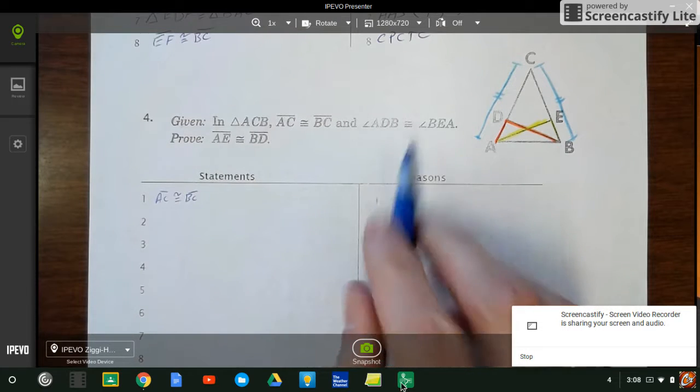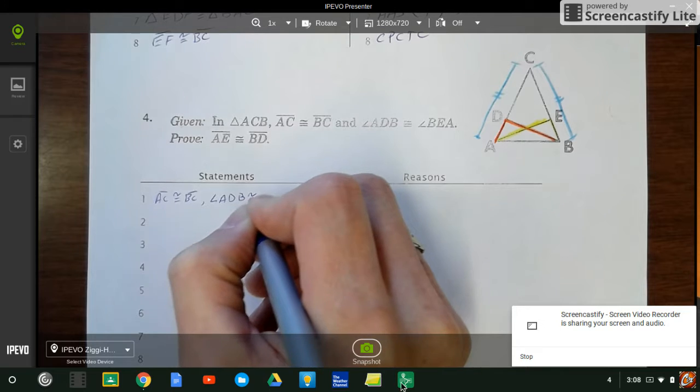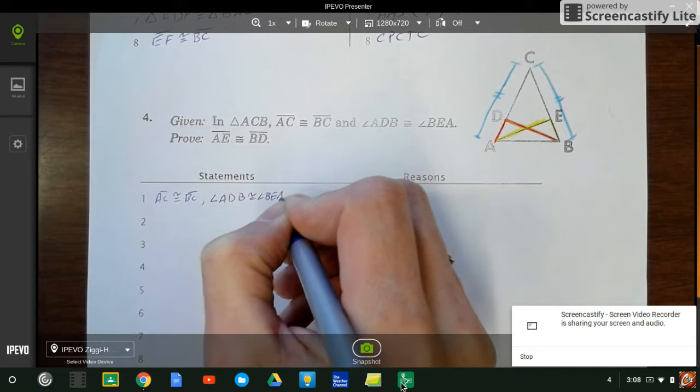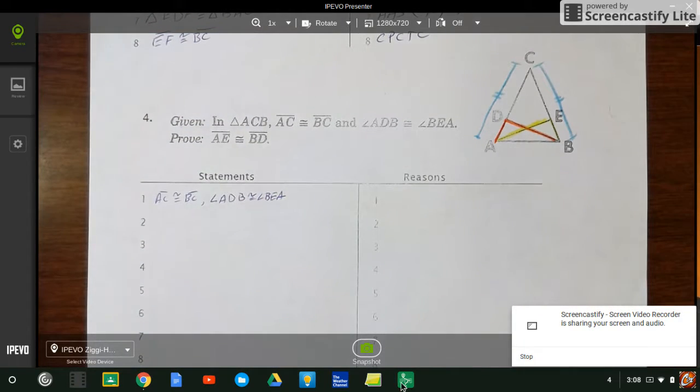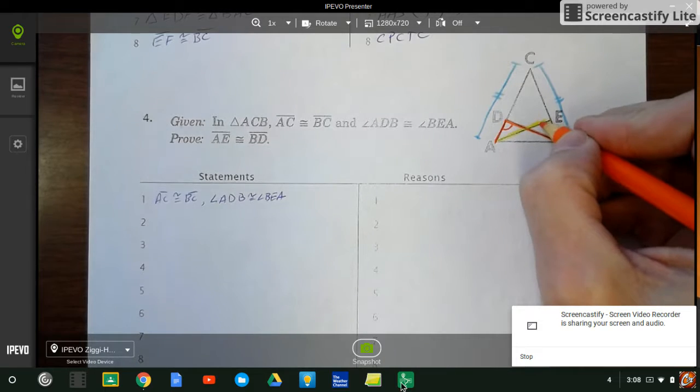I know these angles are congruent. Angle ADB is congruent to angle BEA. At least those angles are angles in my triangle. So let me mark those as angles in my triangle. I'll mark those in orange here. So that's here and there.